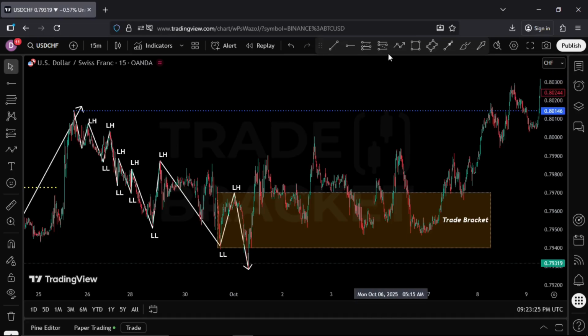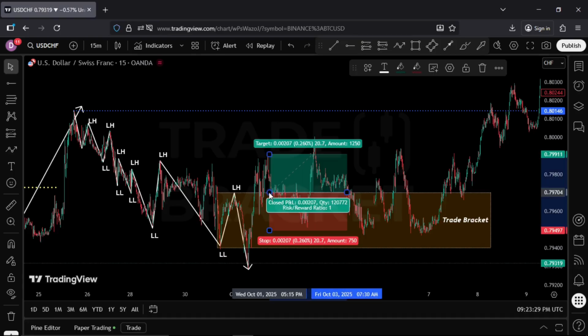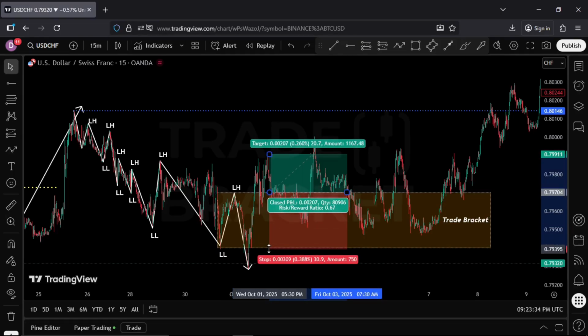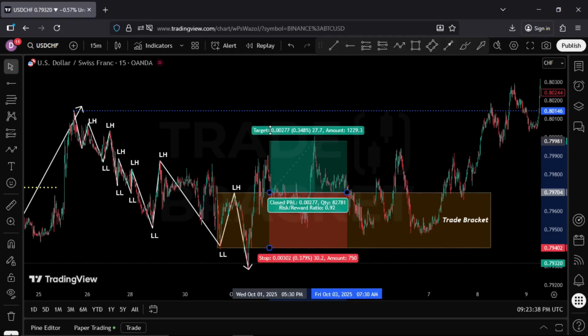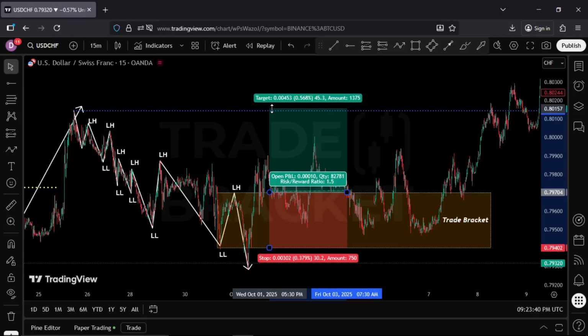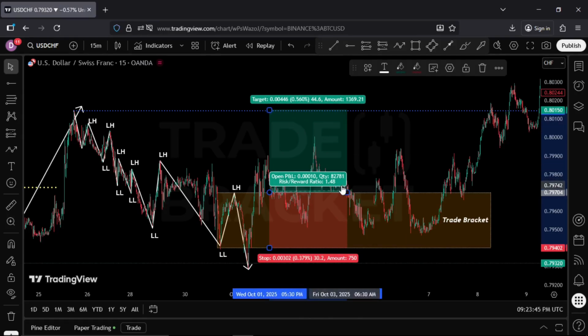Let me get my long position tool and place it right here. This is where our entry will be, this is where we will place our stop loss, and this will be our take profit. As you can see right off the bat, the risk to reward ratio says 1.48, so in other words, this is a 1 to 1.48.